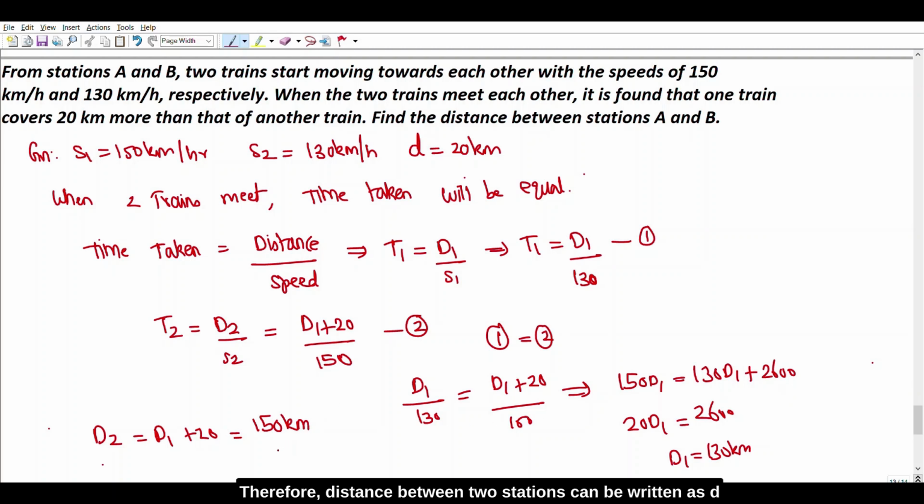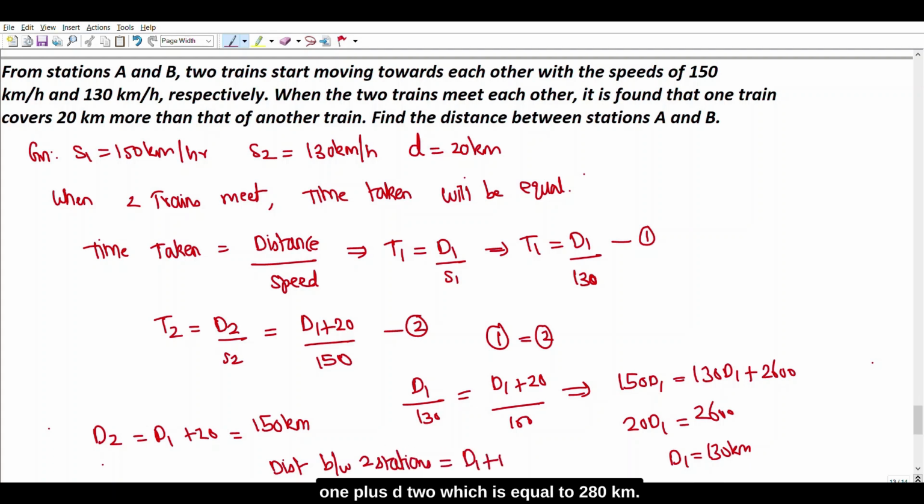Therefore, the distance between the two stations can be written as D1 plus D2, which is equal to 280 kilometers. Thus, in this problem also, we successfully computed the distance of train 1, the distance of train 2, and then by adding both the distances, we found out the distance between the two stations.